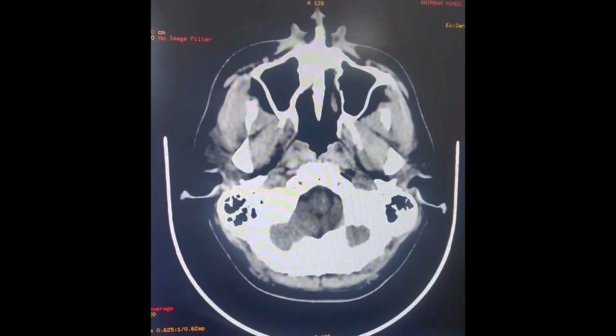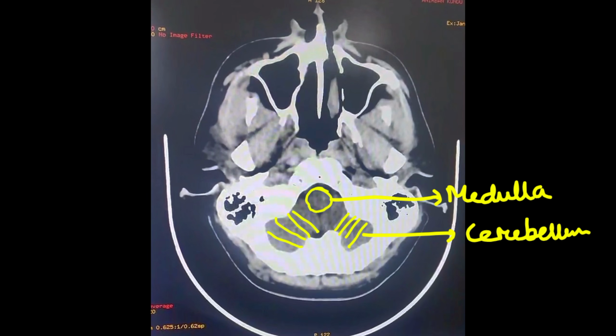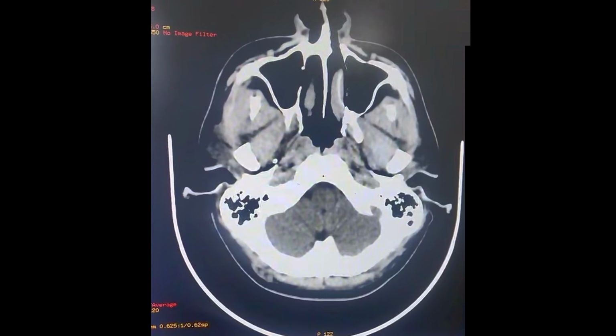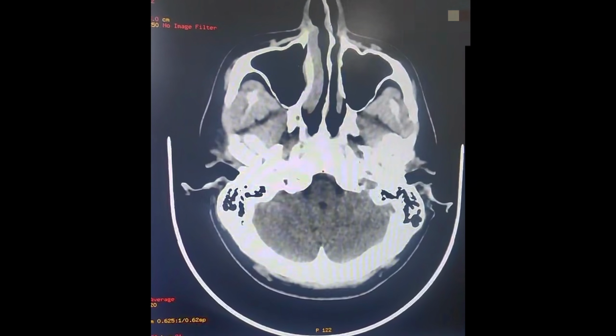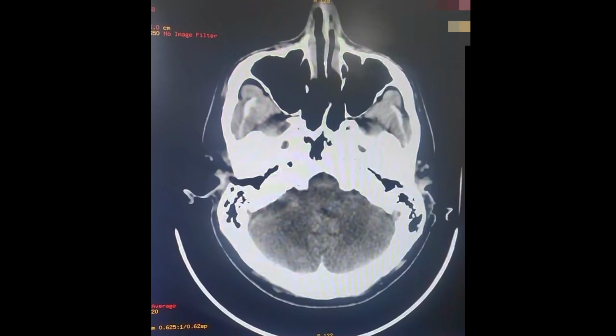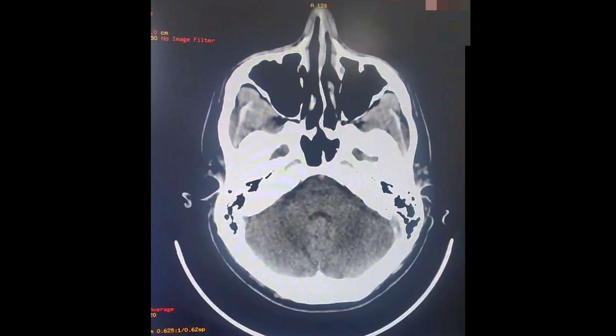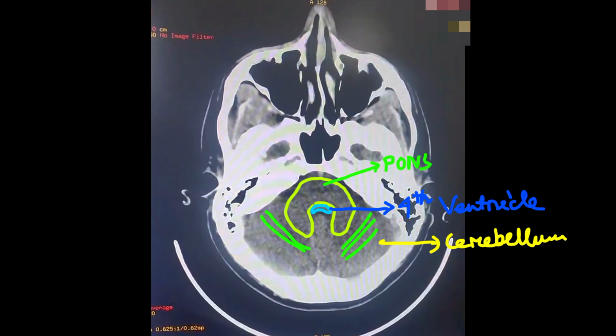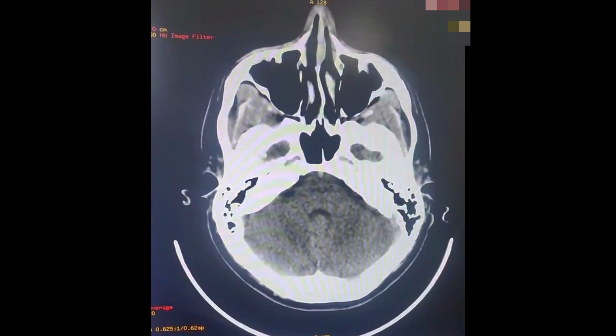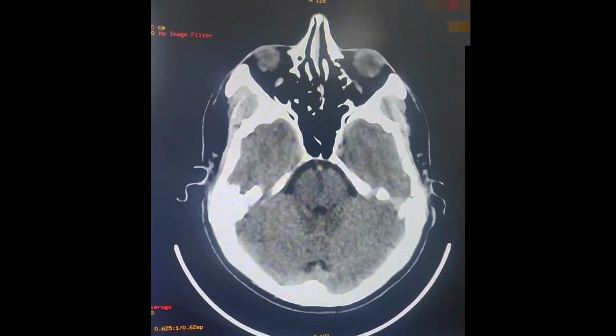Now we'll look at the structures one by one, below upwards. Here you can see the foramen magnum with the medulla and the corrugated structure, the cerebellum. Now we'll move upwards. Here you can see a Darth Vader-like structure, the pons, and we know that behind the pons lies the fourth ventricle, and behind it is the cerebellum. Now again we move upwards.